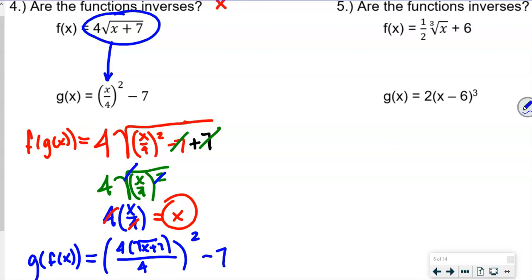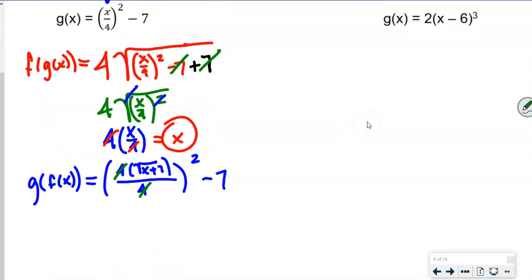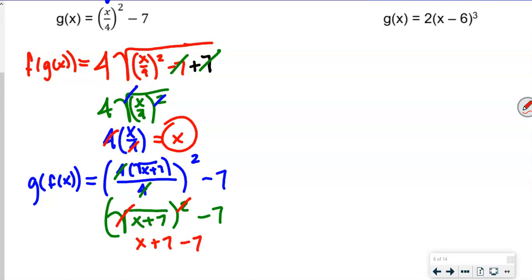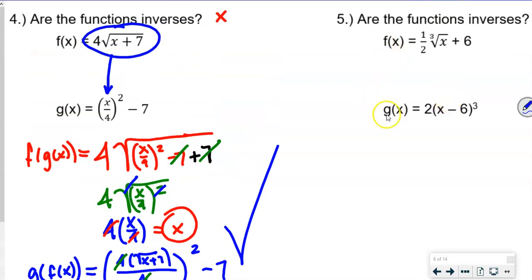So question, what happens to the 4's? Yes, they cancel each other out, right? So what are we going to be left with? We're going to be left with the square root of x plus 7 squared minus 7. Well, what happens to that square root and that square? Again, they cancel each other out. So this is going to be x plus 7 minus 7. Well, the positive 7 and negative 7 cancel each other out. So once again, we're just left with x. And if we get x's for both, which we did, then this checks out and they are inverses, okay? So let's check out number 5 as well.